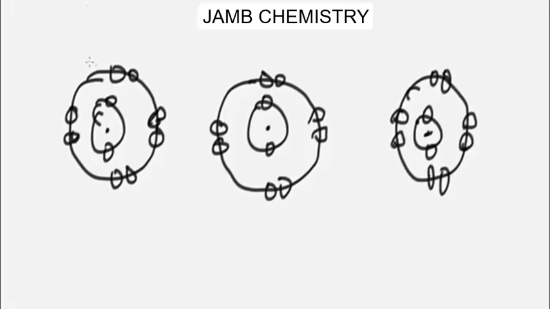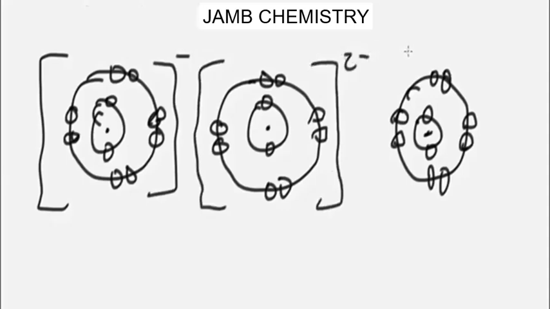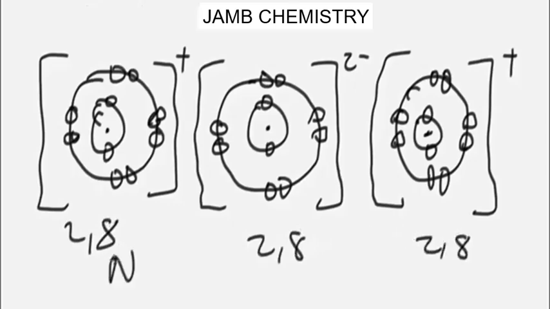Now don't forget to enclose them. Since they have gained charges, sodium will form a single positive charge, oxygen will form a double negative charge, and this sodium will also form a single positive charge. Now the electronic configuration will be 2, 8. This is 2, 8. This is also 2, 8. This is sodium ion, this is oxygen ion, and this is sodium ion.